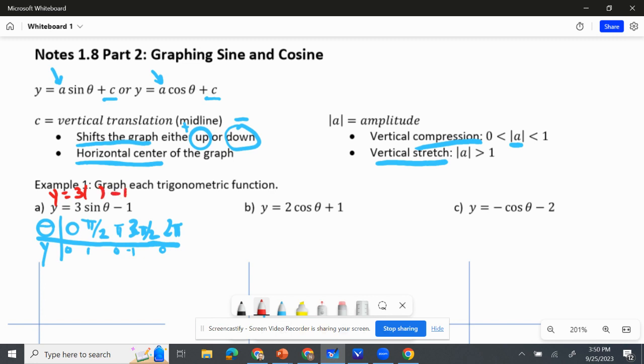We're going to start with the 0. 3 times 0 is 0 minus 1 is -1. Then when we plug in a 1, 3 times 1 is 3, minus 1 is 2. When we plug in a 0, same thing as before, 3 times 0 is 0, minus 1 is -1. Then when we plug in a -1, 3 times -1 is -3, minus 1 is -4, and then back to 0 again, so that's going to be -1.